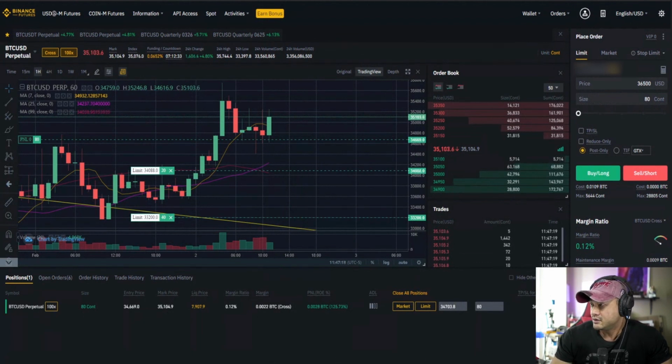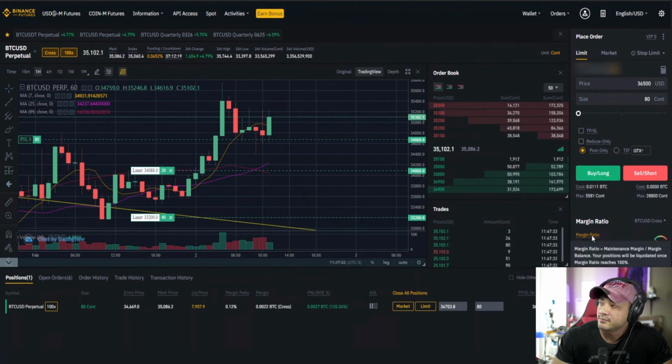and that's what leads us here to this margin ratio. I have quite a bit of Bitcoin in my account, which is why the margin ratio is only 1.12%, which means I'm risking 1.12% of my entire portfolio. Right? Margin ratio is maintenance balance divided by margin balance. Your positions will be liquidated once it reaches 100%. So if you can imagine, it would take a lot for this to reach 100%.